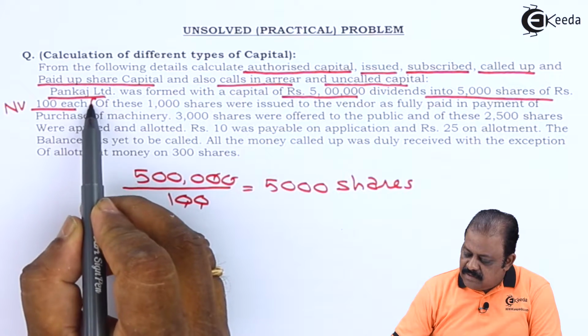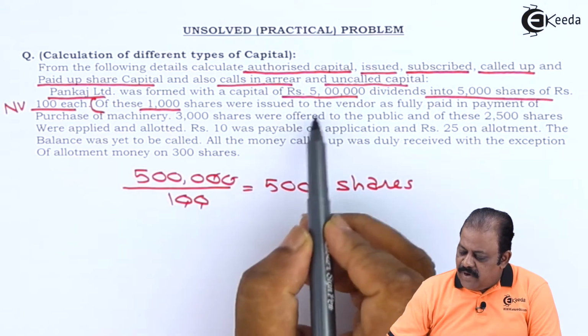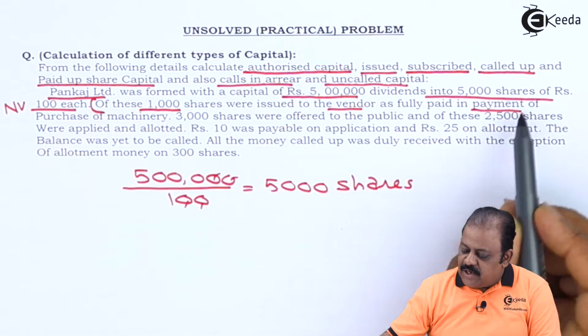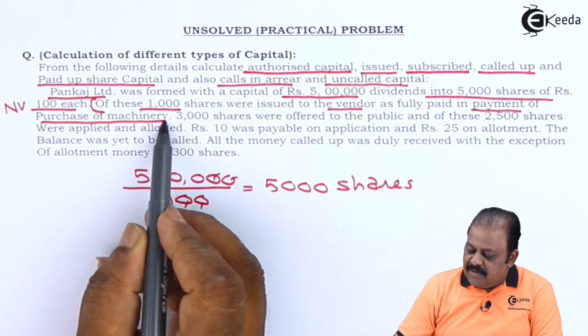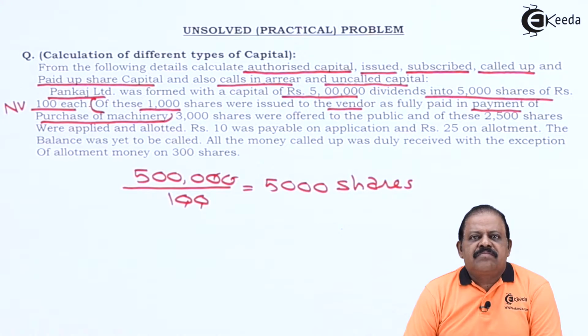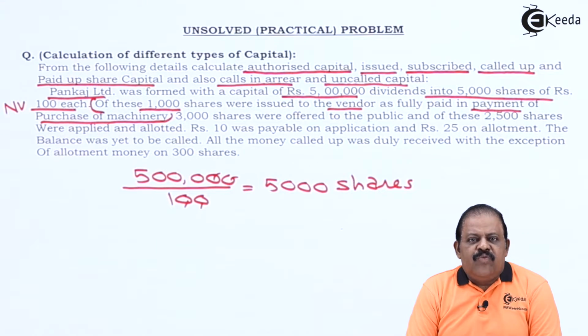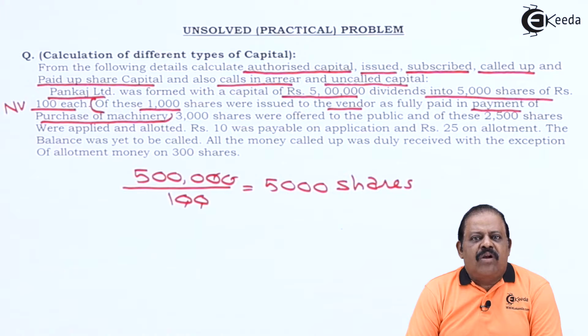Of these, 1,000 shares were issued to vendor as fully paid in payment of purchase of machinery. Out of 5,000, company has issued 1,000 shares to vendors for purchase of machinery. This is case of issue of shares for a consideration other than cash. Company is not going to get cash for these shares. Instead, company will be getting a machinery from the vendor, and vendor will become shareholder of the company.